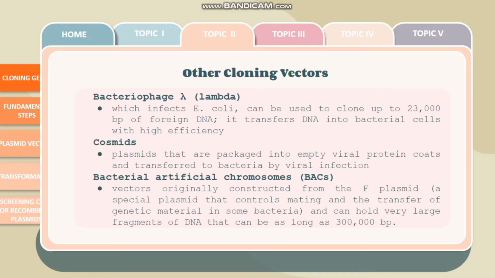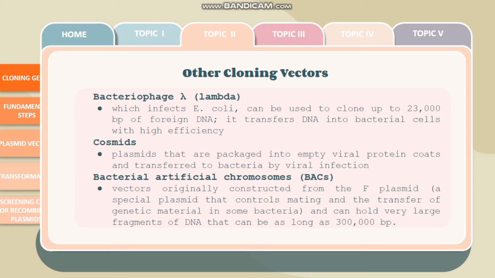The other cloning vector is the bacterial artificial chromosome. These are vectors that were originally constructed from the F plasmid, which is a special plasmid that controls mating and the transfer of genetic material in some bacteria. It can hold very large fragments of DNA, as long as 300,000 base pairs. So those are the other cloning vectors.